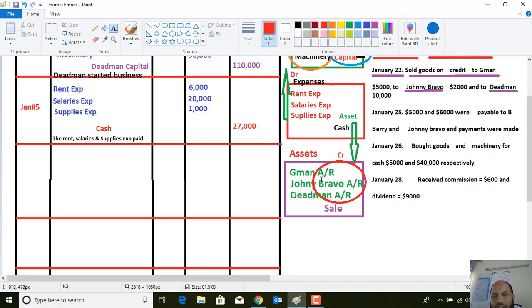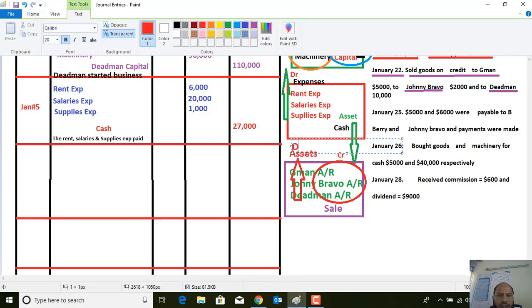If you see in this business, upon G-man, upon Juni, and upon Deadman, our receivable has increased from G-man, from Junibrow, and from Deadman, and it is an increase in assets of the business. So an increase in assets of the business should be recorded at the debit side. It is a debit record for the business, so we will record this at the debit side.